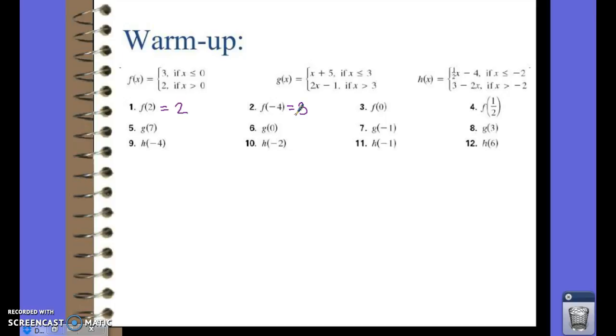F of 0. Well, 0 is tricky because 0 occurs on our breaking point. It occurs at the transition point where the domain changes. So now I have to look even more specifically at the inequalities, and I have to say, okay, which one includes 0? The top or the bottom? So we look for the inequality symbol that has the equal part, which is the top one. So that tells me f of 0 is 3.